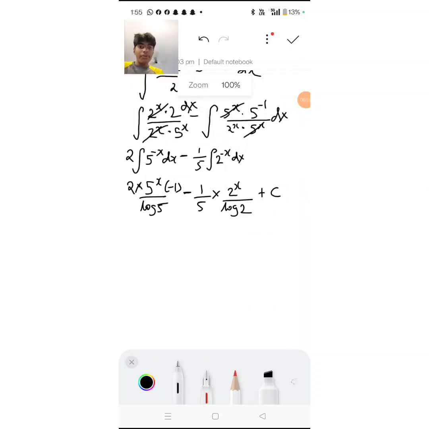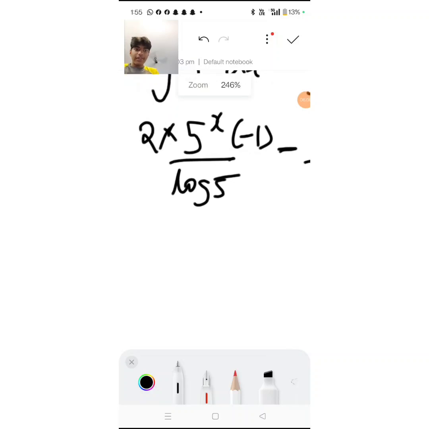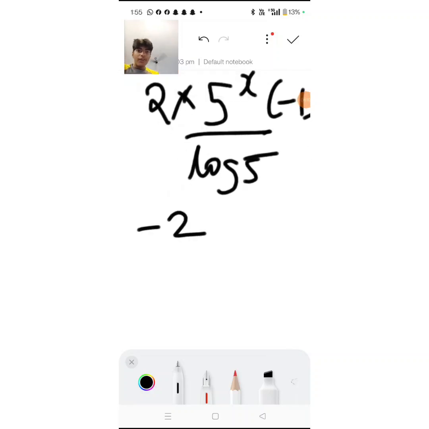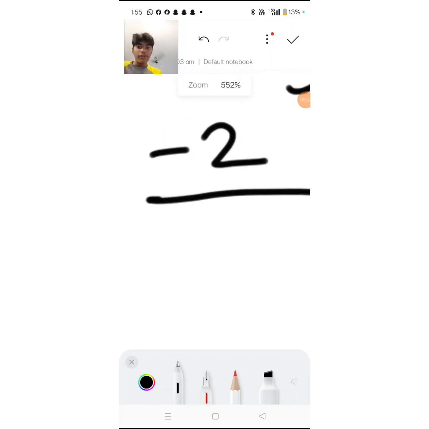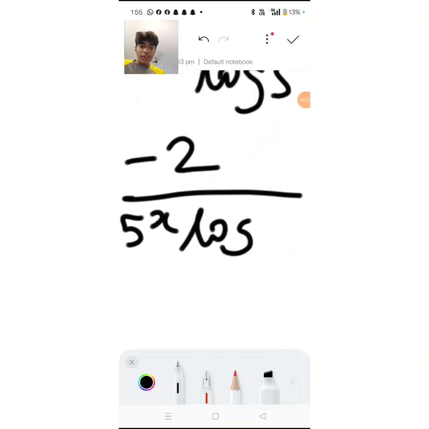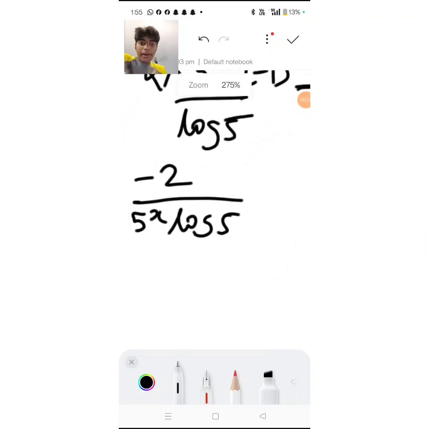Now, just a little more simplifying is required. What you need to do is you can say everything in the numerator is in the form of negative, so this will be negative 2. Now, 5 to the x will be 5 to the power of negative x, right? But I don't want that, so I'll take it down. I don't want any inverse, so I'll say 5 raised to x log 5, right? Log 5. This is the first part.